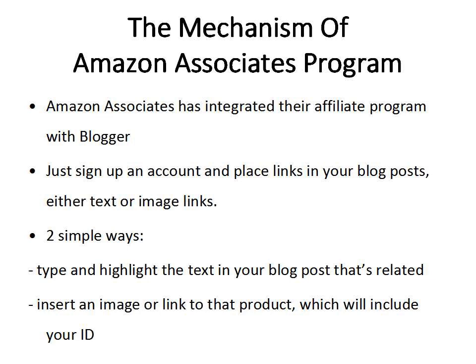Once your account is set up, you'll place links in your blog posts, either text or image links, which are pretty straightforward. There are just two simple steps. First, type and highlight the text in your blog post that's related. The Amazon Product Finder will search through the millions of products on the Amazon site and recommend those of a close match with the text you highlighted. Second, insert an image or link to that product, which will include your ID. If you're using a blog editor, you might find it easier to write your entire post in the program and then post the draft on Blogger and then use the Amazon Product Finder.